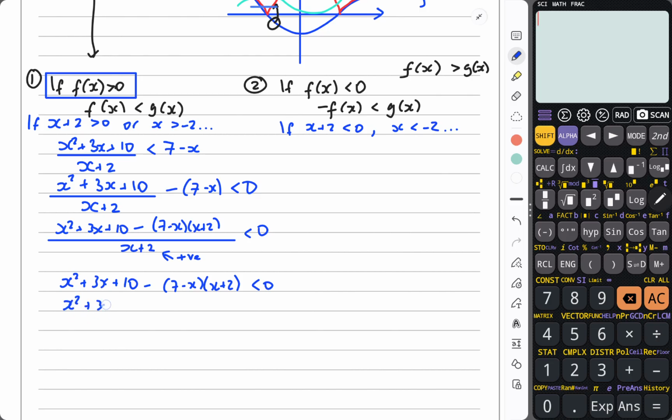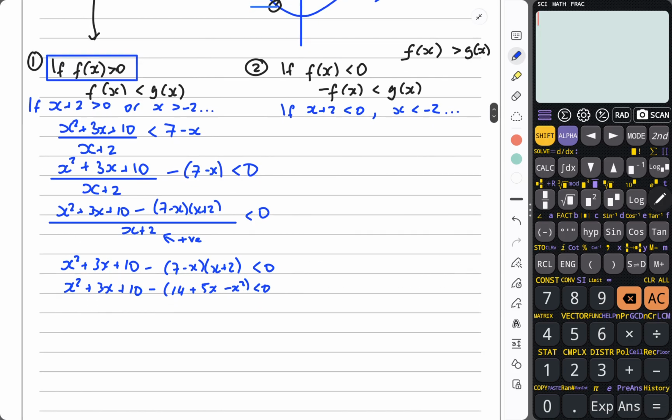So then let's expand brackets. So I'm going to have 14, plus 7x minus 2x, that's plus 5x, and I've got a minus x squared. And then x squared minus x squared, that is 2x squared. 3x minus 5x is minus 2x. 10 take away 14 is minus 4. I can divide through by 2 because that's positive. And then I think I can factorise that. (x minus 2)(x plus 1) being negative.